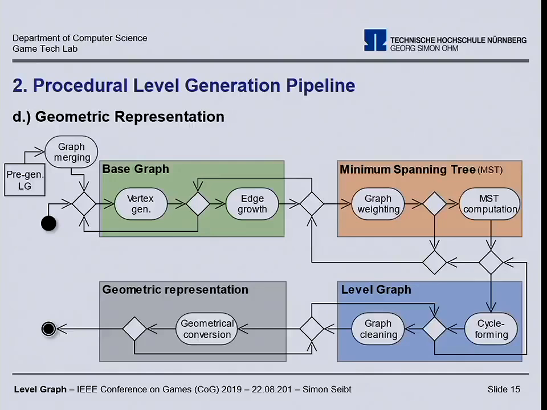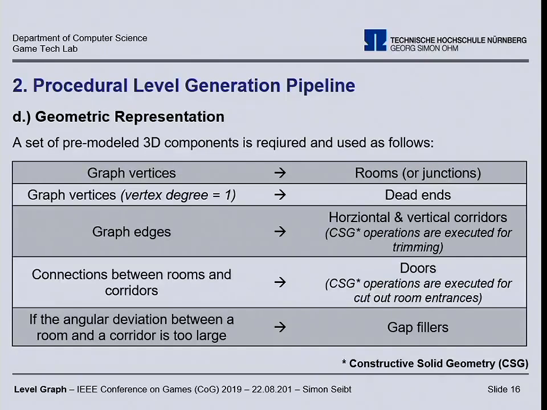Okay, now we have generated our final level graph structure. And in the last stage, the final indoor level is generated. For this, the level graph structure is converted to a geometric representation. So how was this step implemented? For the conversion, a set of pre-modeled 3D components is required. Okay, but which 3D components are needed exactly? We need rooms, dead ends, corridors, doors, and gap fillers. And these components can be used as follows.